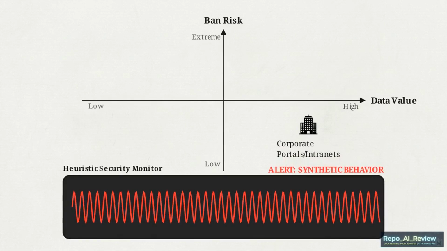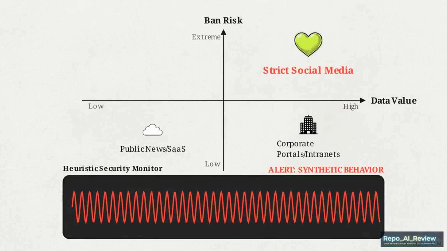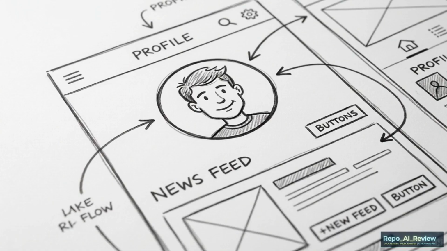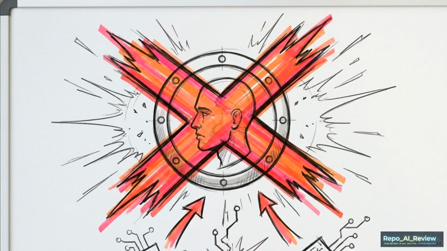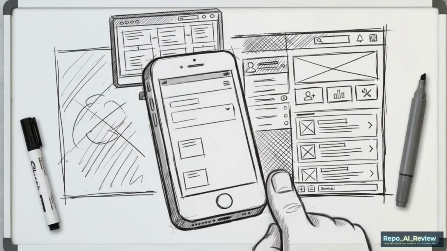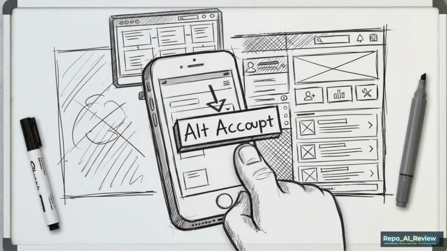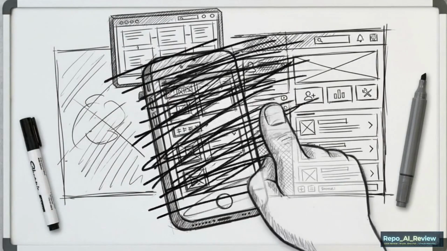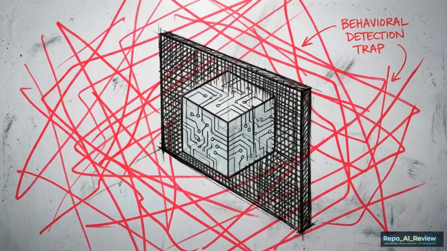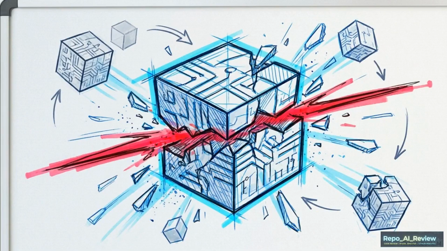Internal corporate portals sit in the safe zone, low risk and high value. Public news and standard SaaS platforms occupy the neutral zone, but strict social media platforms reside entirely in the danger zone. If you run this automation on your primary social profile, you face an incredibly high probability of permanent, unrecoverable throttling or outright bans. If your workflow requires targeting social media, you must strictly utilize burner or secondary accounts to absorb the inevitable ban risk. The CDP bypass easily fools technical firewalls, but it cannot outsmart platform-level behavioral analysis. Pointing this tool at your main digital identity is highly destructive.